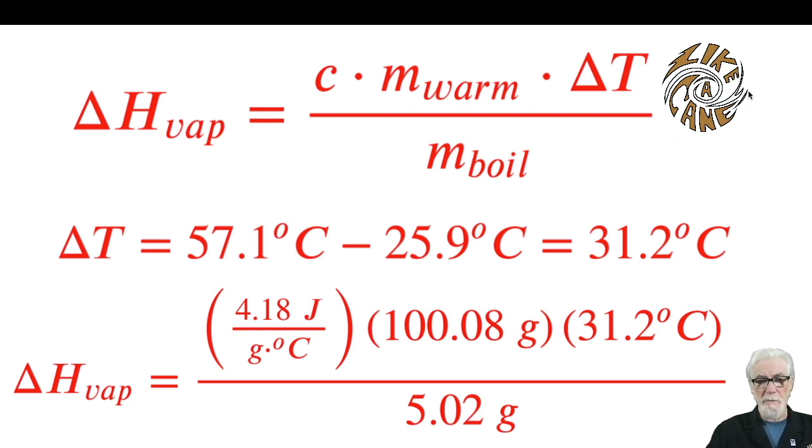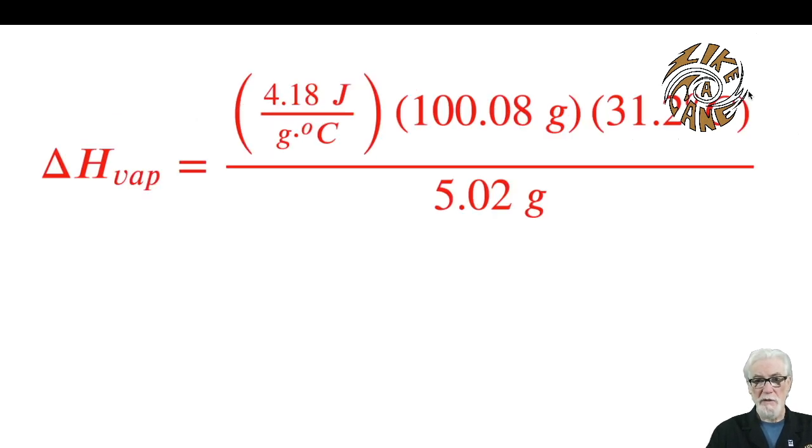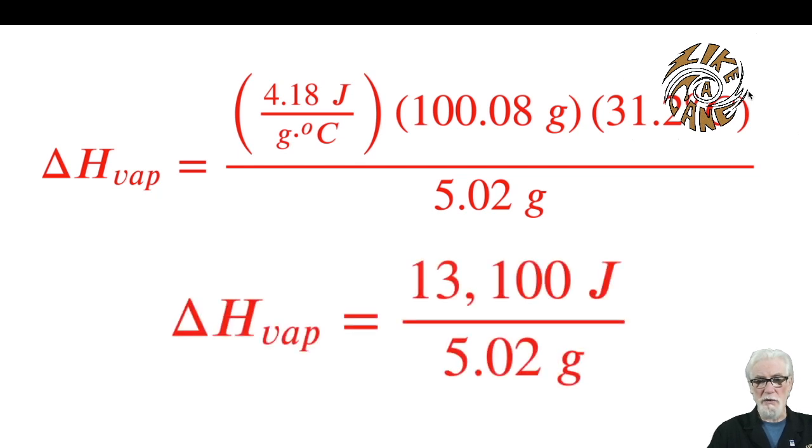4.18 joules per gram per degree C is specific heat for water. The mass of our warm water, remember, was 100.08 grams. 31.2 we just calculated as our delta T, and the mass of the water that boiled off, remember, was 5.02 grams. If we combine all of the values in the top, we'll get one single number, and that's 13,100. And the unit is joules because grams and degrees C will cancel.